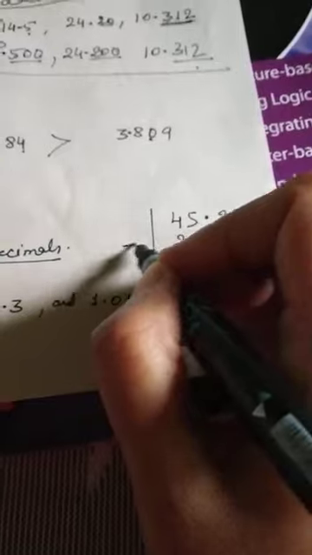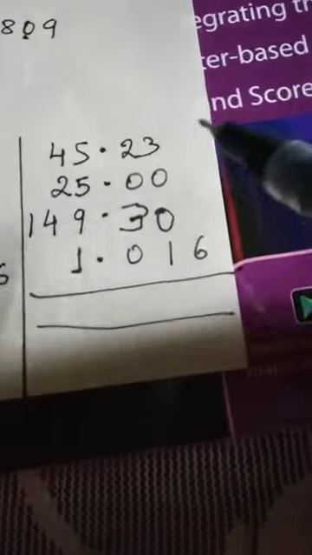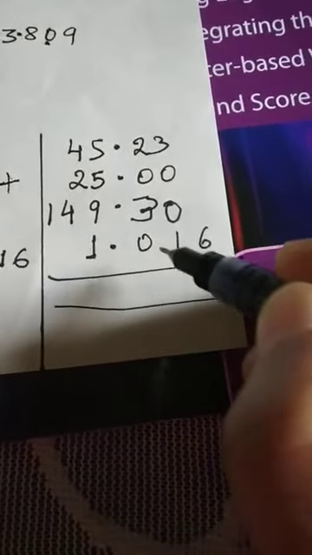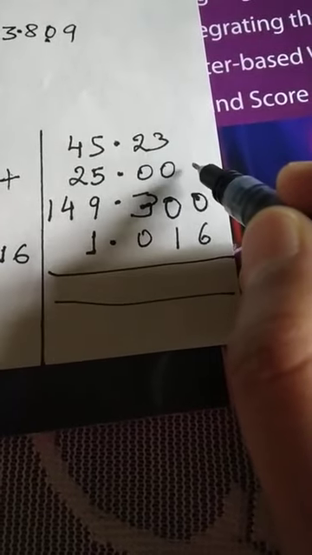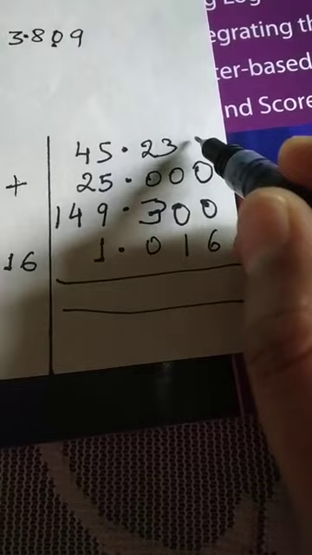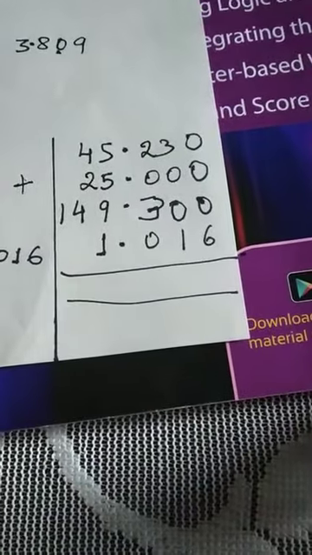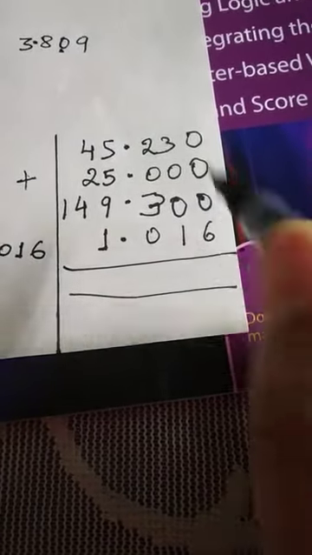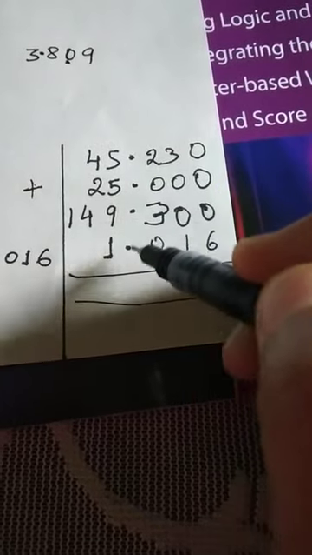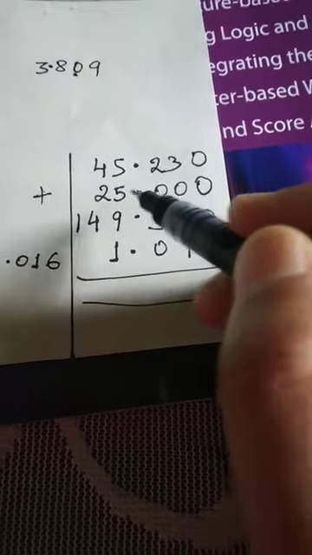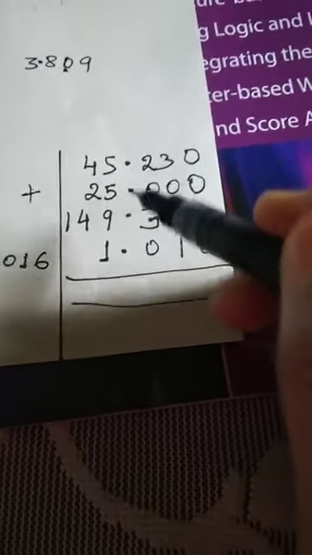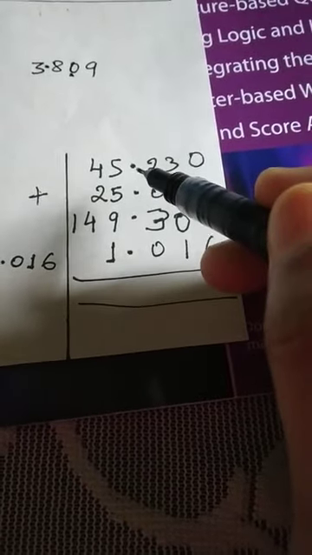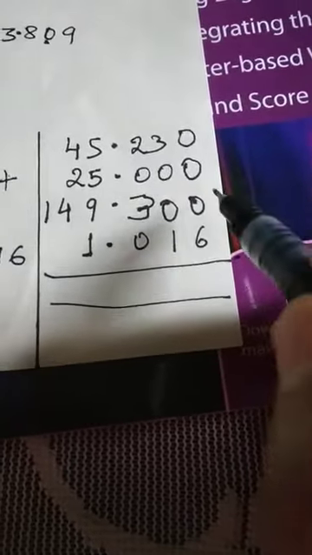Okay, now add it. But let's see here, are all the decimal numbers like decimals? No, one has 3 digits after the decimal. So you have to make this also 3 digits by adding 1 0 here. You have to make this also 3 digits by adding 1 0. And you have to make this also 3 digits by adding 1 0. Okay, and all the decimals should come in a line. Means you have to put the decimal numbers one below the other, and the points should also come one below the other. It should come in a line. Now add it.